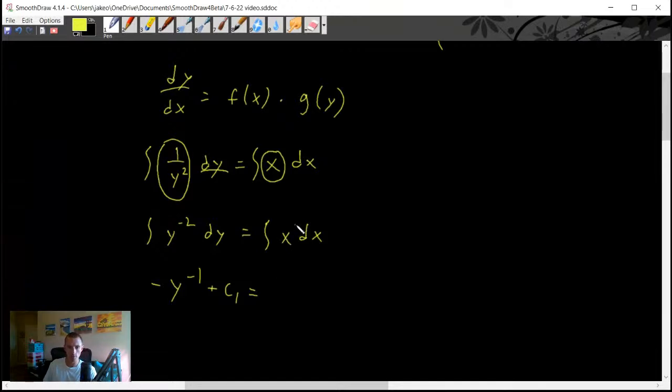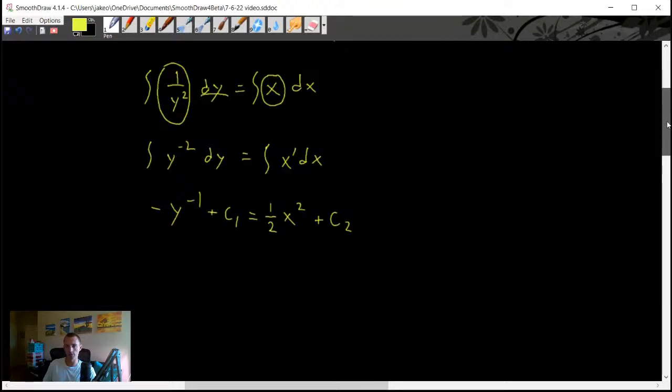So basically having x is the same as having x to the first power. So the power rule says we can raise our power by 1, add 1 to our power. 1 plus 1 is 2. And then divide by our new power, which is the same as multiplying by the reciprocal of our new power. So multiplying by 1/2 would be the same as dividing by 2. So we can say 1/2 x squared. And then again, the dx is going to fall off, and we're just going to add in some unknown constant, which we will call C2. So notice we have some unknown constant C1 and some unknown constant C2.